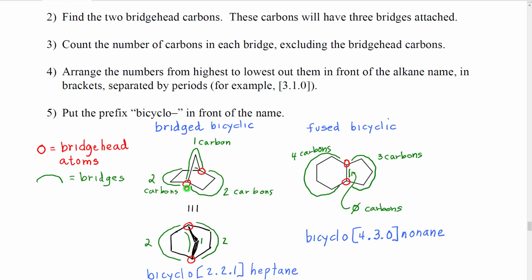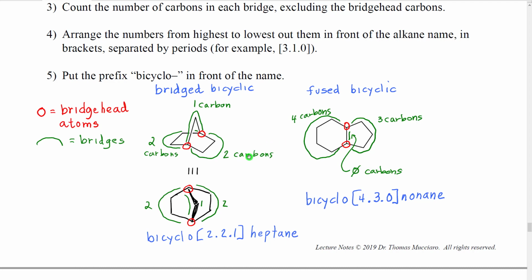You can see then we can get numbers associated with the number of carbons in each bridge. What we're going to do then is take those numbers and arrange them from highest to lowest. We're going to put them in brackets and separate them by periods, and then we're going to put that in front of the alkane name. We're then going to put the prefix bicyclo in front of the numbers with brackets.